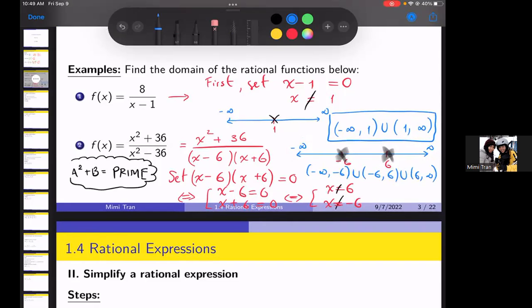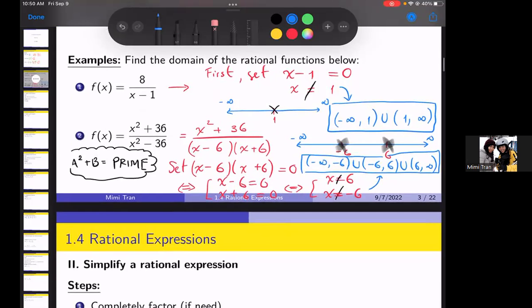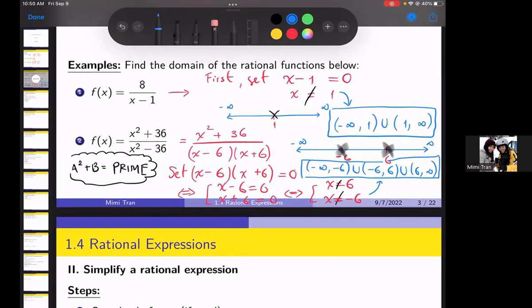I know that negative 6 and 6 are in here, but parentheses imply you're not including 6 or negative 6. You might get very close to it, like 5.9999 or negative 5.999, but you never really touch negative 6 and 6. Do you have any questions so far? Good. Okay. All right.